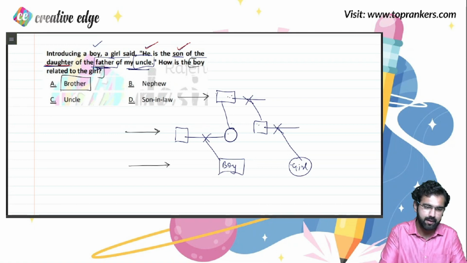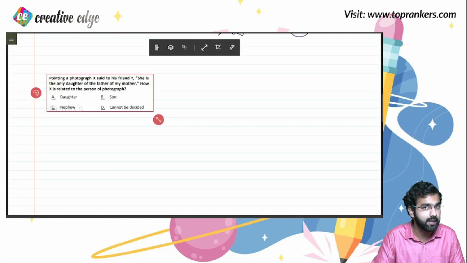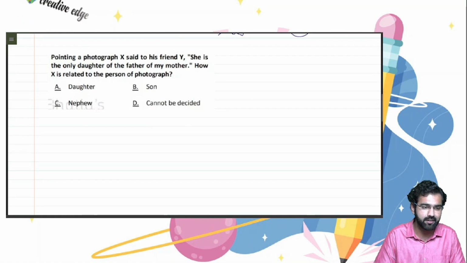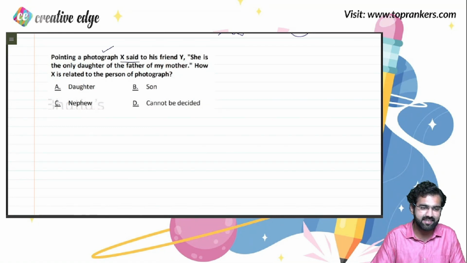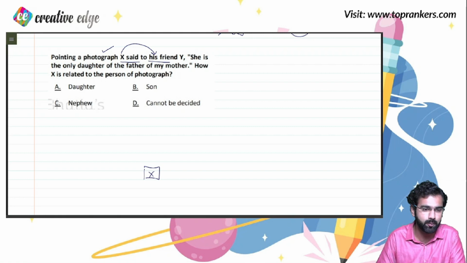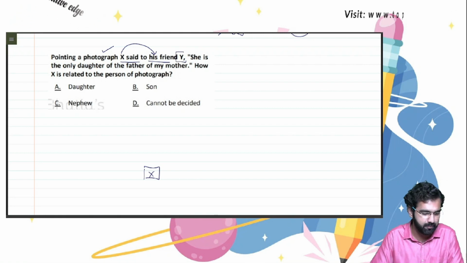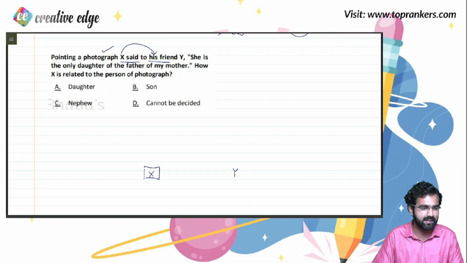Okay. Let's understand one more question and get more clarity on these kinds of questions. So there you go with another example, which I believe will again give you a lot of clarity on these kinds of concepts. Pointing to a photograph, X said to his friend. This clearly means X is a male, because X is saying to his friend Y. I'm not sure what Y is, but as of now, X is basically a male.